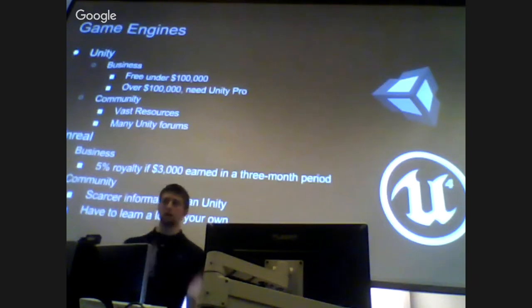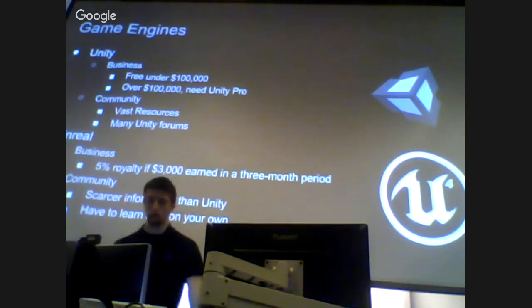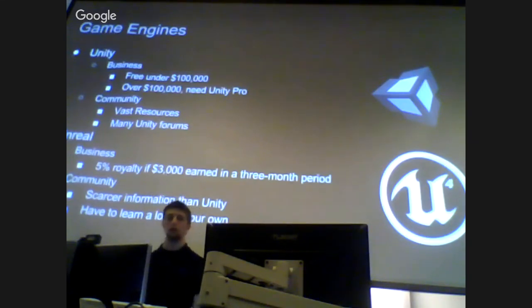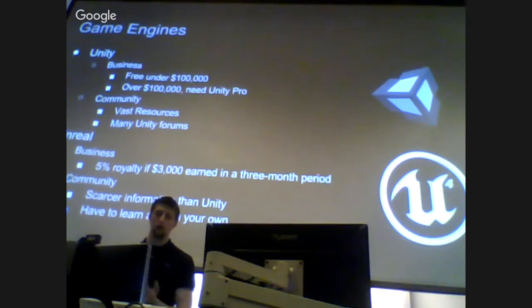But Unity Pro has a little bit of extra elements in the game engine that you can use for development that the free version doesn't have. Unreal Engine is entirely free, although they charge a 5% royalty on anything that sells over $3,000 worth.